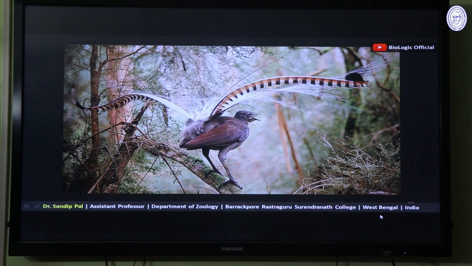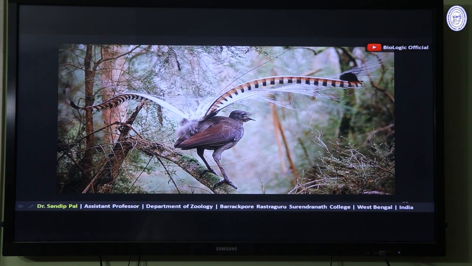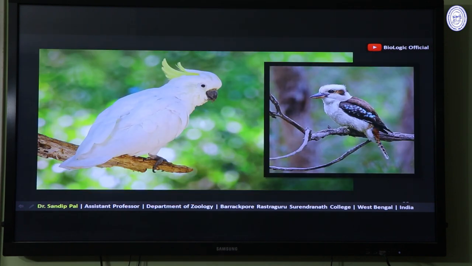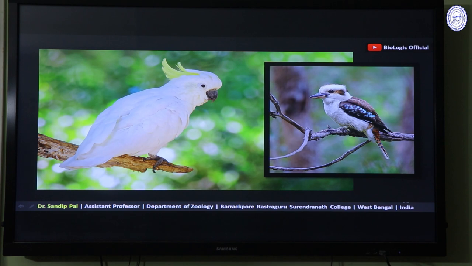Next starts with the birds. This is lyrebird. You can see the beautiful tail of this particular bird. This is cockatoo. In Bengali it is called cockatua. That is only found in Australia. And this is a type of kingfisher which is called kookaburra of Australian realm.